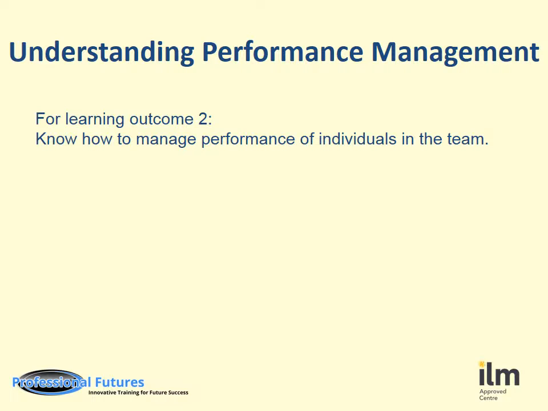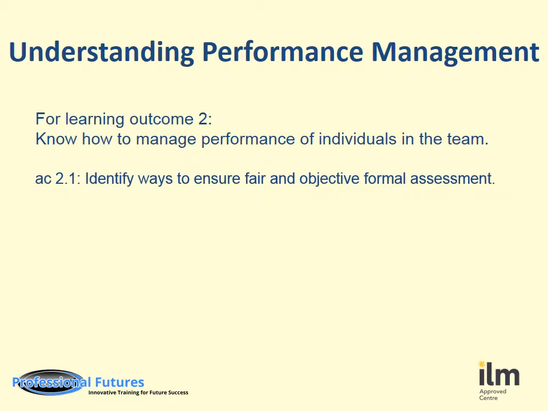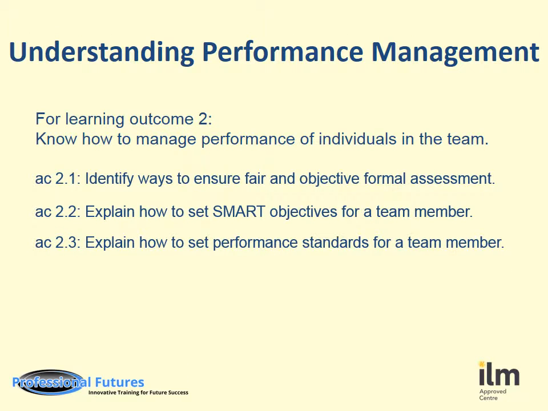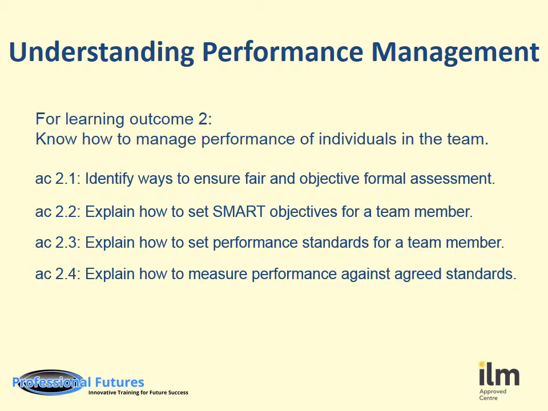Learning outcome 2 is know how to manage performance of individuals in the team, and this learning outcome is split across 4 assessment criteria. The first assessment criteria 2.1 asks you to identify ways to ensure fair and objective formal assessment, whilst assessment criteria 2.2 asks you to explain how to set SMART objectives for a team member. Assessment criteria 2.3 asks you to explain how to set performance standards for the team members, and assessment criteria 2.4 asks you to explain how to measure performance against the agreed standards.